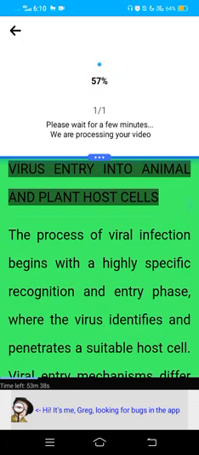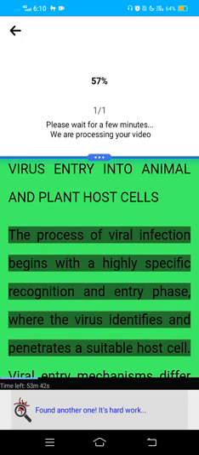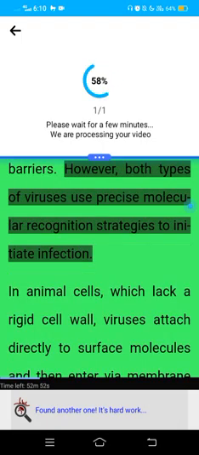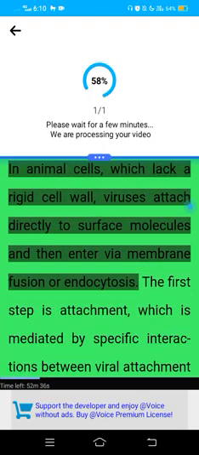Virus entry into animal and plant host cells. The process of viral infection begins with a highly specific recognition and entry phase, where the virus identifies and penetrates a suitable host cell. Viral entry mechanisms differ significantly between animal and plant viruses, mainly due to structural and physiological differences in their host cell barriers. However, both types of viruses use precise molecular recognition strategies to initiate infection.